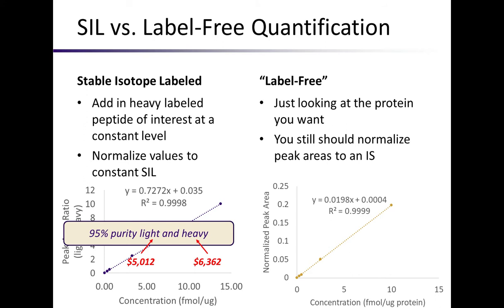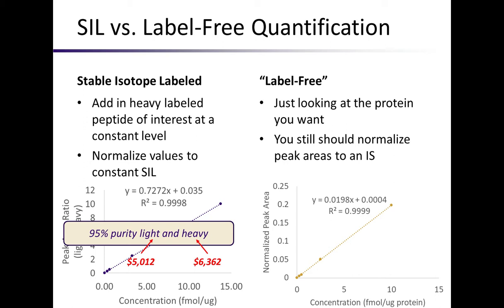We can do this in a label-free or a stable isotope labeled method. So a stable isotope labeled method, you would spike in heavy labeled peptides of interest at a background level and normalize everything to these peptides, okay? Here's what a calibration curve might look like for it. We've got a beautiful R-squared value, nice and linear. This is a beautiful way to do these experiments, great for normalization.